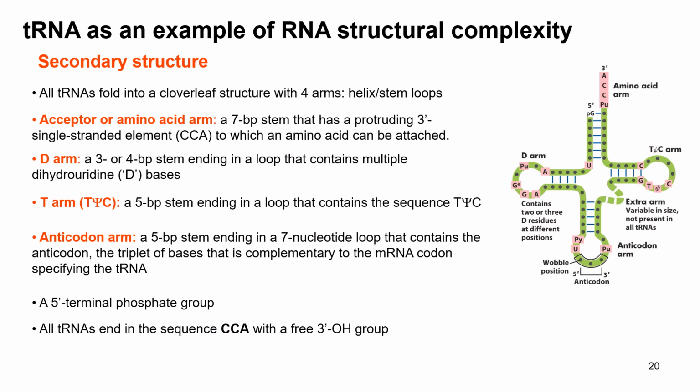tRNAs have well-characterized secondary structure with 4 arms formed from 4 stem loop regions. Each of these arms has well-defined interactions and invariant bases, and they give rise to an overall rigid and precise structure, which is so important because each tRNA must be correctly recognized by enzymes to have the correct amino acid added to its 3' amino acid arm region here. And this must correspond to the correct anticodon.